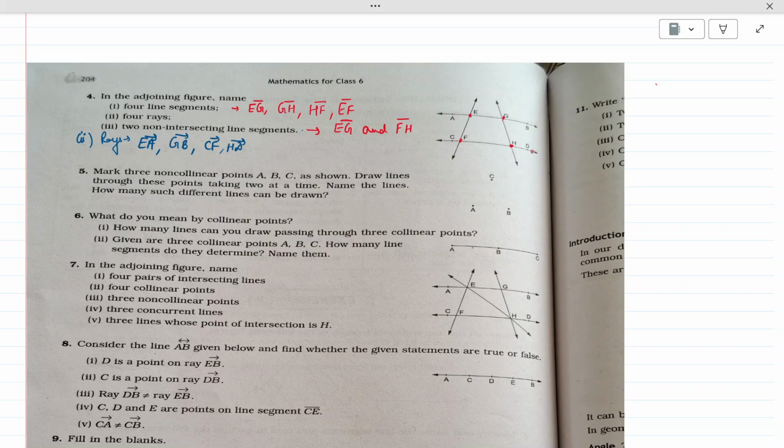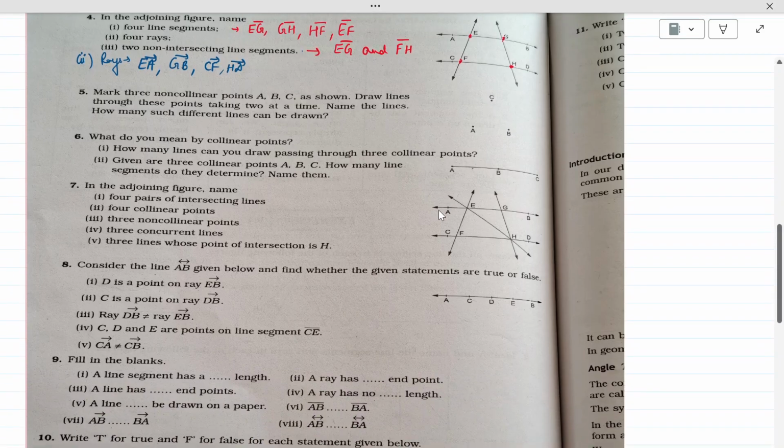They are parallel with each other. Currently they are parallel, but if we extend, they could intersect at some point. But they will never intersect, EG and HF. Why? Because they are parallel with each other. So this is the answer. I hope this is clear, kids. Now we will pick the next question.